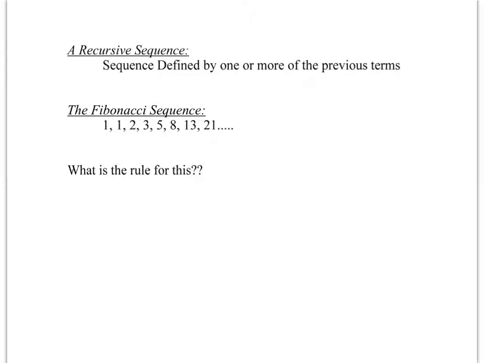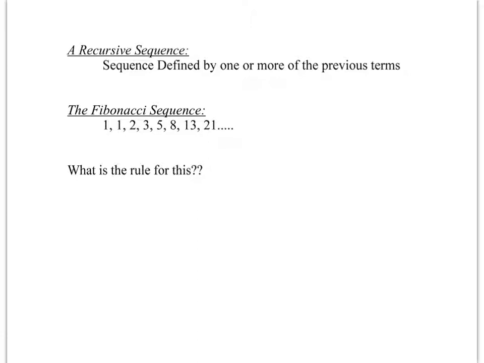A recursive sequence is a sequence defined by one or more of the previous terms. The most famous recursive sequence is the Fibonacci sequence, which is 1, 1, 2, 3, 5, 8, 13, 21. What we're doing is adding the previous 2. So 1 plus 1 is 2. 1 plus 2 is 3. 2 plus 3 is 5. 3 plus 5 is 8. 5 plus 8 is 13. 8 plus 13 is 21. The next term right here would be 34 because 13 plus 21 is 34.